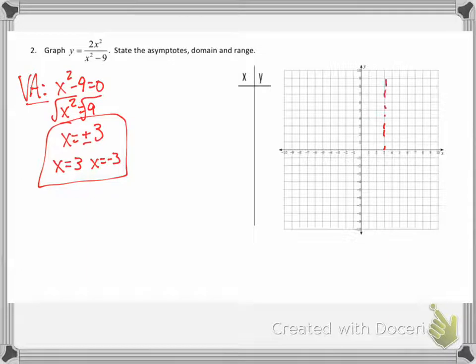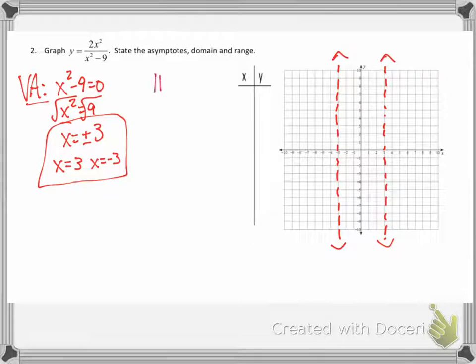So I'm going to go ahead and put in the asymptotes at x equals 3 and x equals negative 3. So we're going to have two barriers as we go along the x-axis here. Something different to keep in mind, but again, it's all going to work the same way.